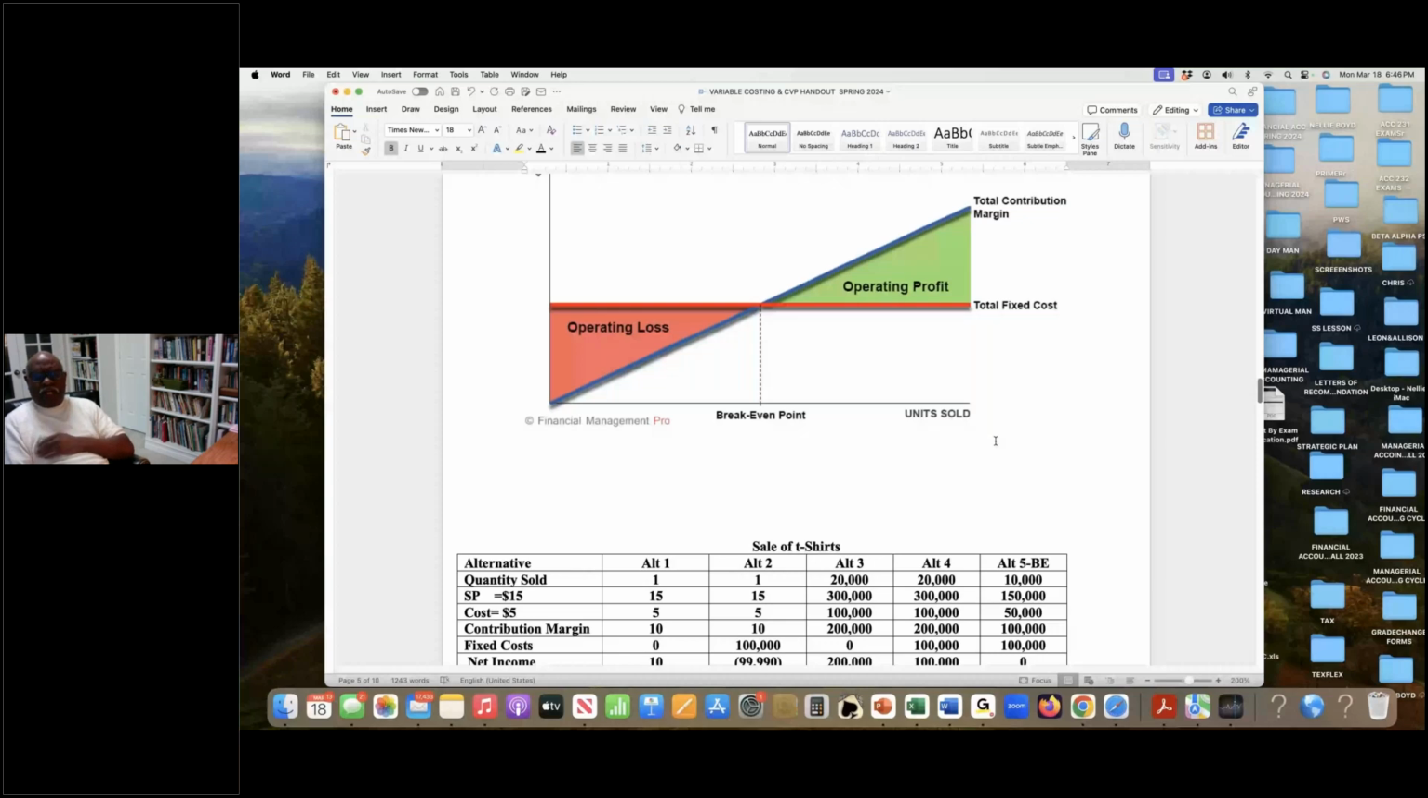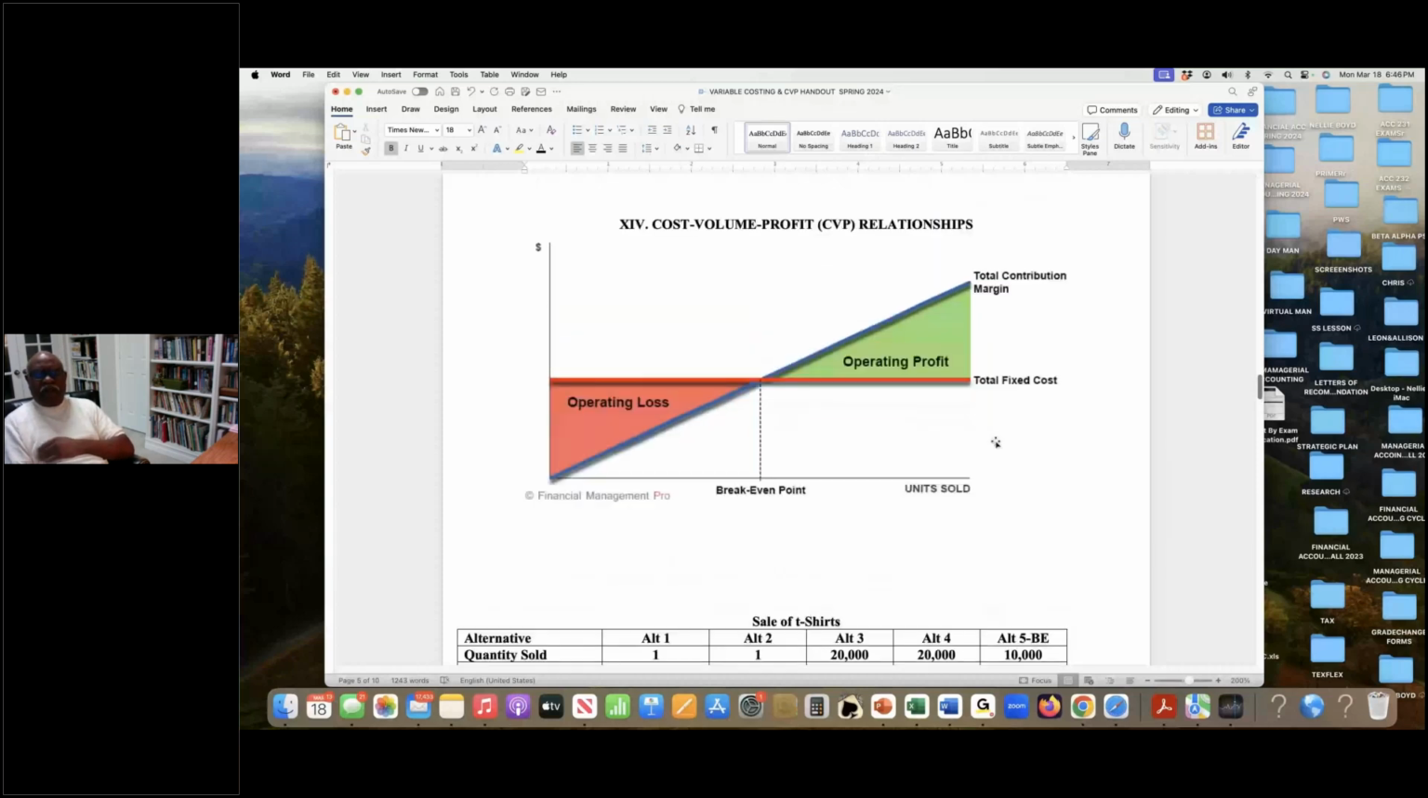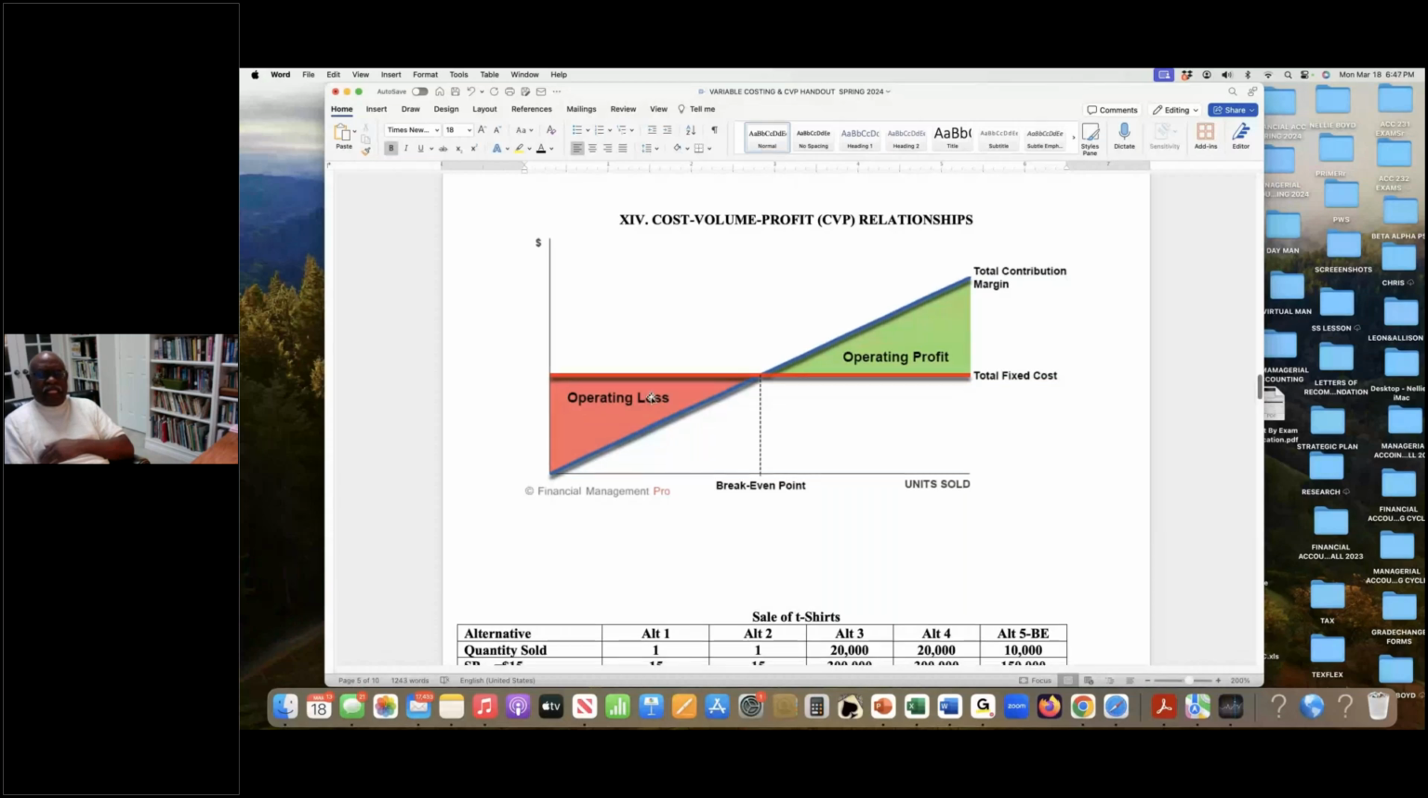So what I want you to do is spend about 5 or 10 minutes reviewing operating loss and operating profit. Look at that, then look at the example. Yours may be blank, so attempt to fill it out, if you can download it and fill it out.